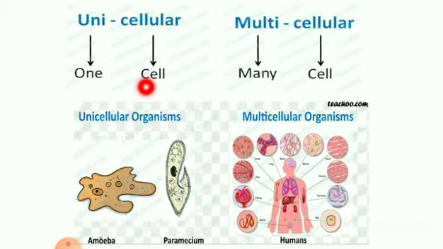Uni means one. Cellular means cell. One cell. That is unicellular organism. That organism has only one cell. For example, amoeba, paramecium, like that. These are the animals that have only one cell. Multicellular: multi means many, cellular means cell. So, which animal has many cells? That is called multicellular organism. For example, humans, like that.